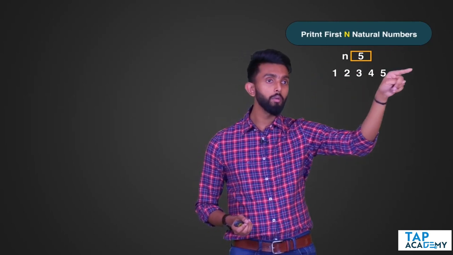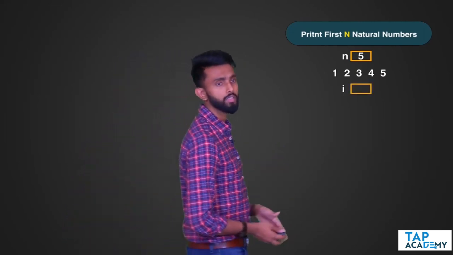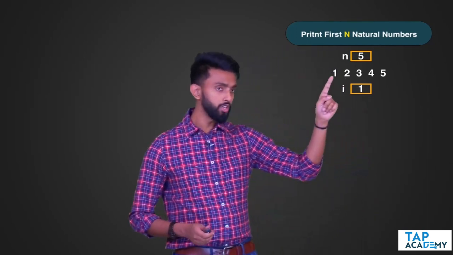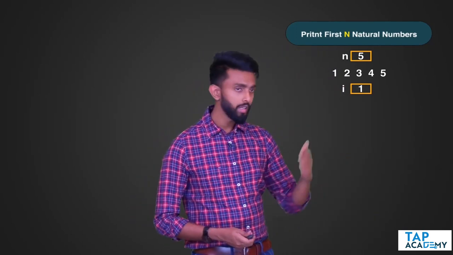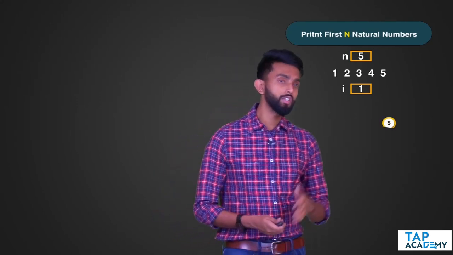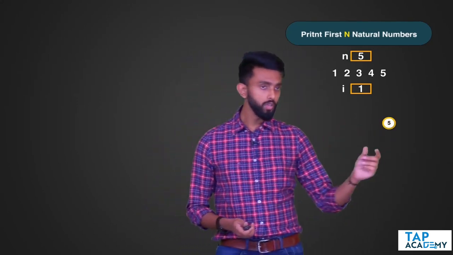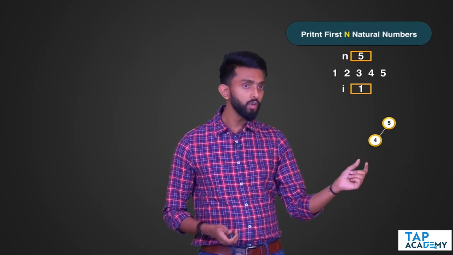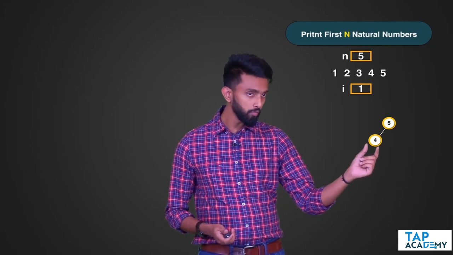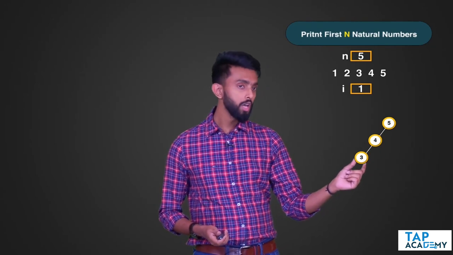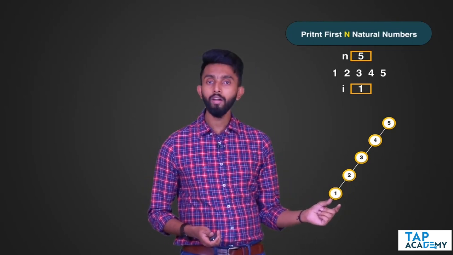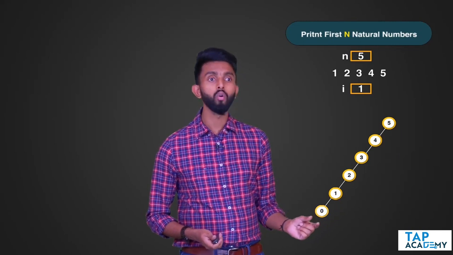And then keep coming back and print it. How, sir, you might ask? Simple. Keep one value i equal to 1, initially start with 1, because it should always begin from 1. So 5 is given to me. Before printing the first 5 natural numbers, I am going to print the first 4 natural numbers. Before printing 4, I will print the first 3. Before printing 3, the first 2. Before printing 2, the first 1. Before printing 1, I will go to 0.